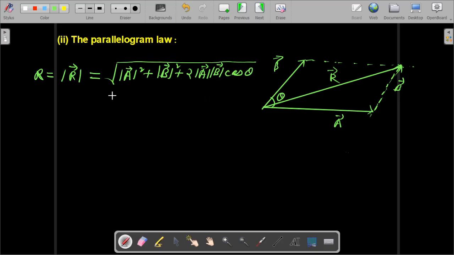In this parallelogram method, we get the value of the resultant vector this way. You can write this in this way also: square root of A square plus B square plus twice A B cos theta. There are no longer vectors here. Understood?